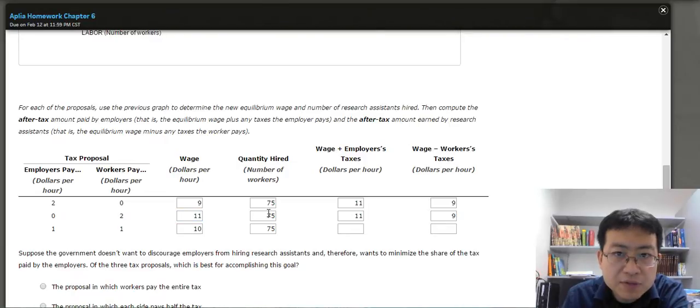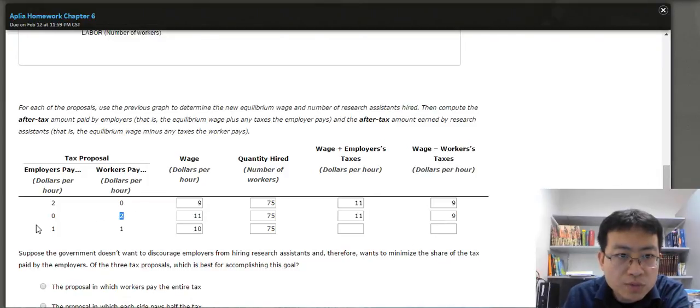The quantity is still 75, and for the wage plus employer tax, the employer pays 0 tax, so 11 plus 0 gives you 11. Next, the wage minus worker tax: the worker tax is 2, so 11 minus 2 gives you $9.